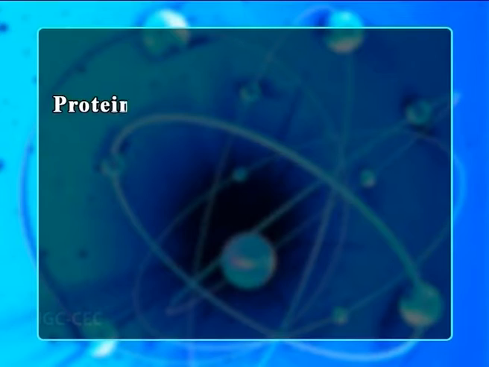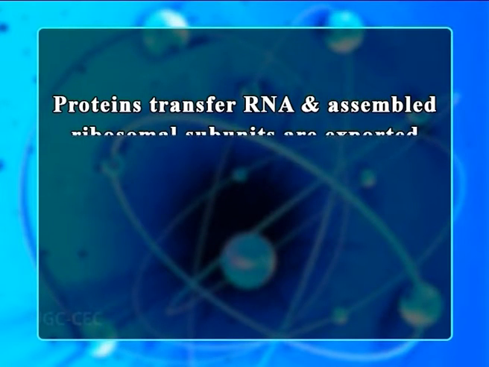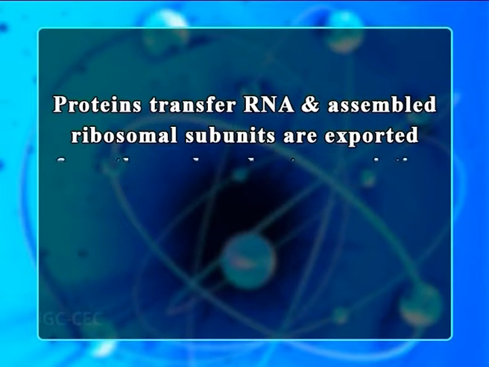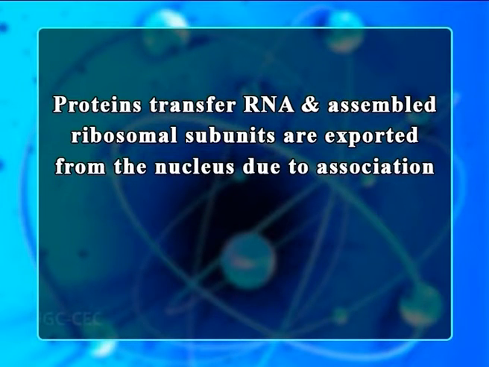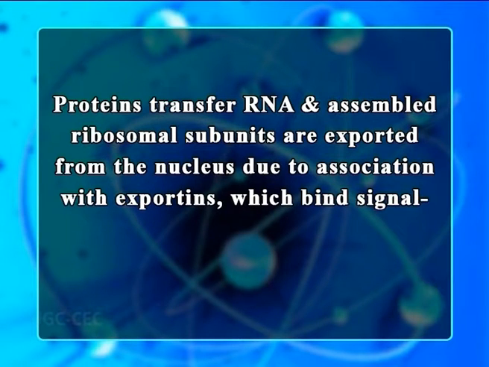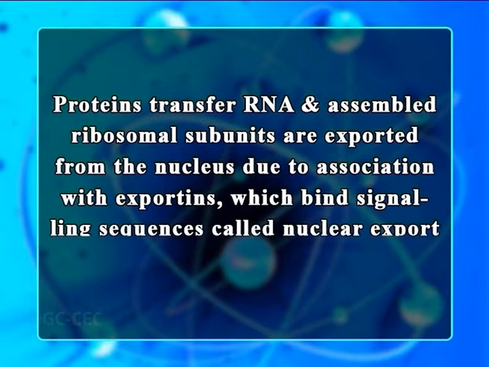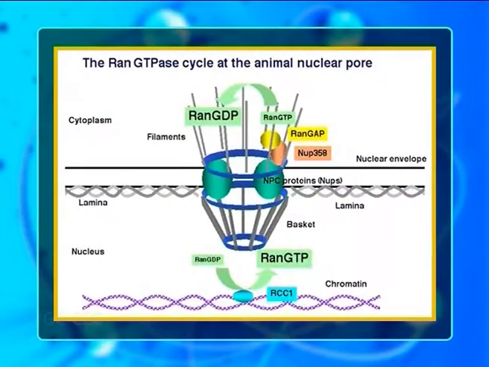They are diverse in their composition and most commonly hydrophilic, although hydrophobic sequences have also been documented. Proteins, transfer RNA and assembled ribosomal subunits are exported from the nucleus due to association with exportins, which bind signaling sequences called nuclear export signals, abbreviated as NES. The ability of both importins and exportins to transport their cargo is regulated by an enzyme, the GTPase RAN.